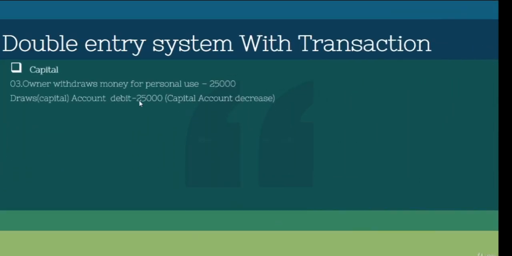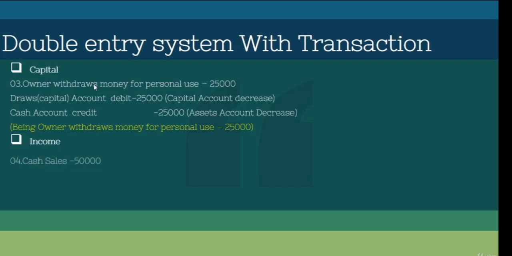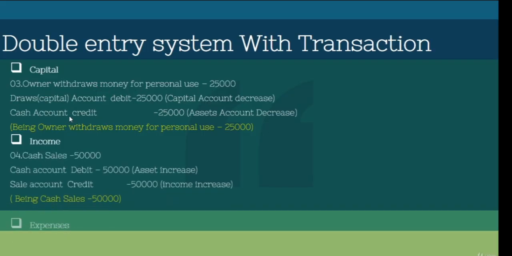The third one is capital. The capital transaction: owner withdraws money for personal use 25,000. If we withdraw, money decreases, it means cash decreases, it means assets decrease. And if we withdraw, the capital decreases. So capital decrease is a debit, and asset decrease is a credit. If we withdraw, it is called drawings. So drawings account debit 25,000 and cash account credit 25,000. The narration is withdraw money for personal use. This is the double entry.